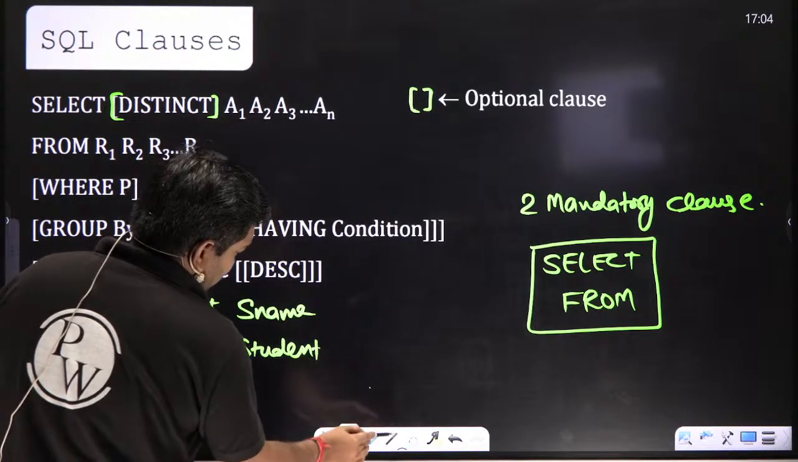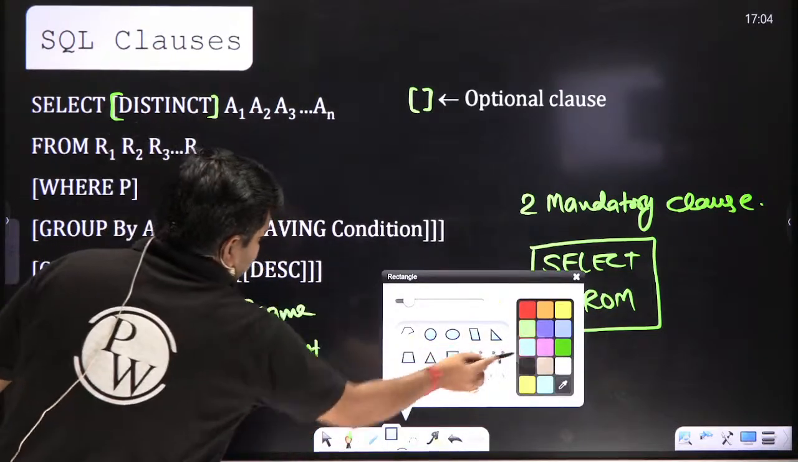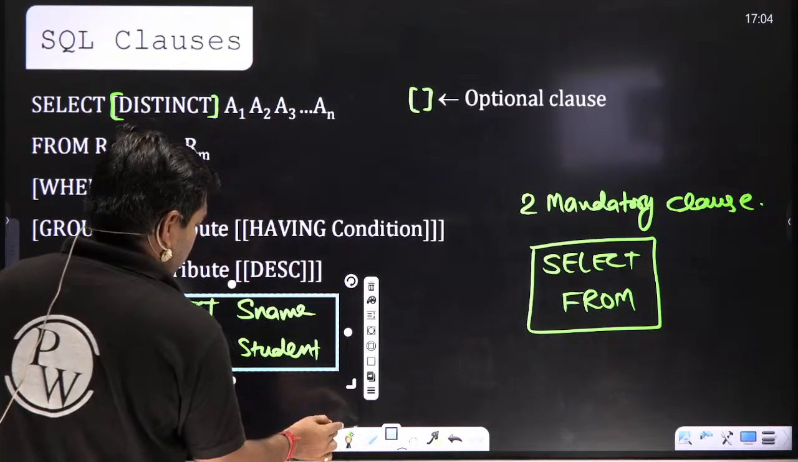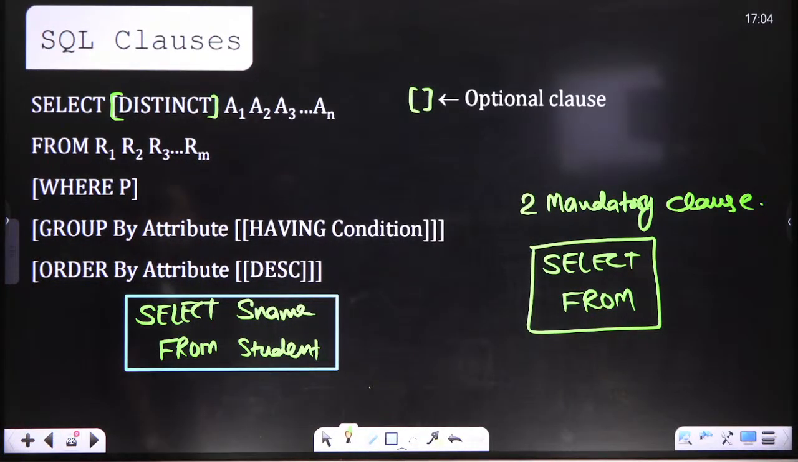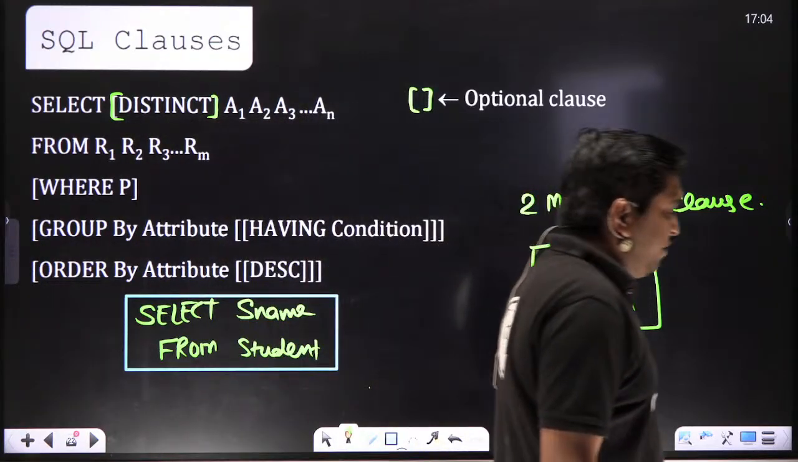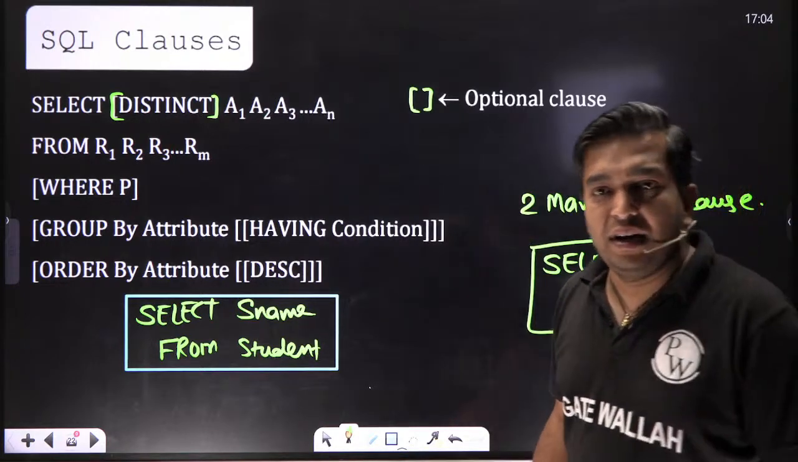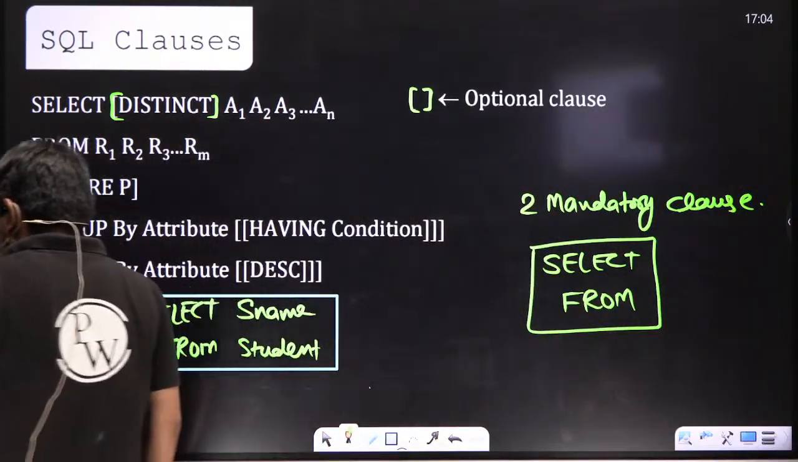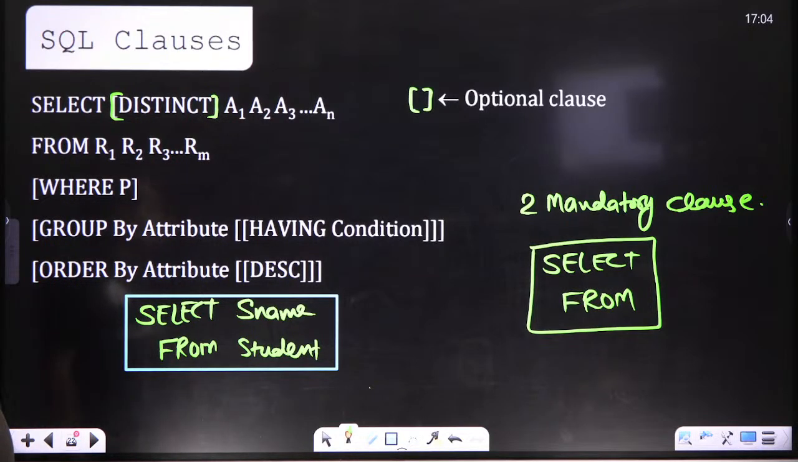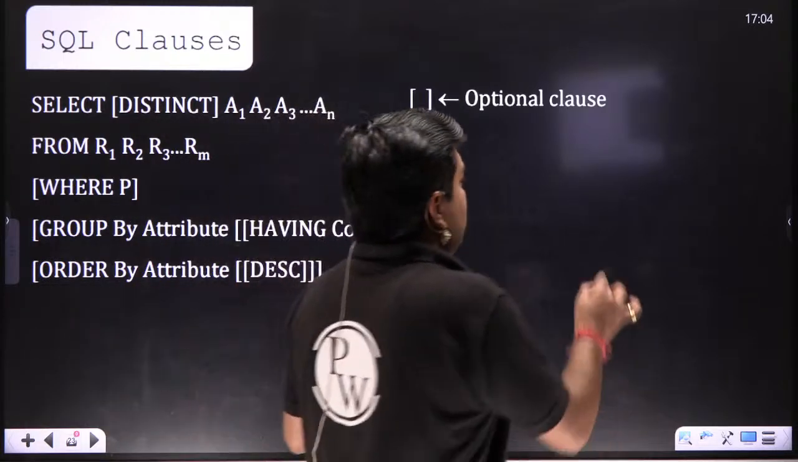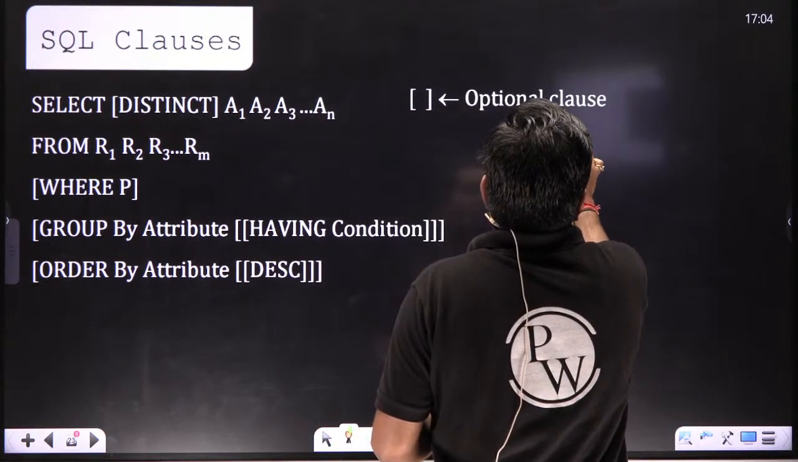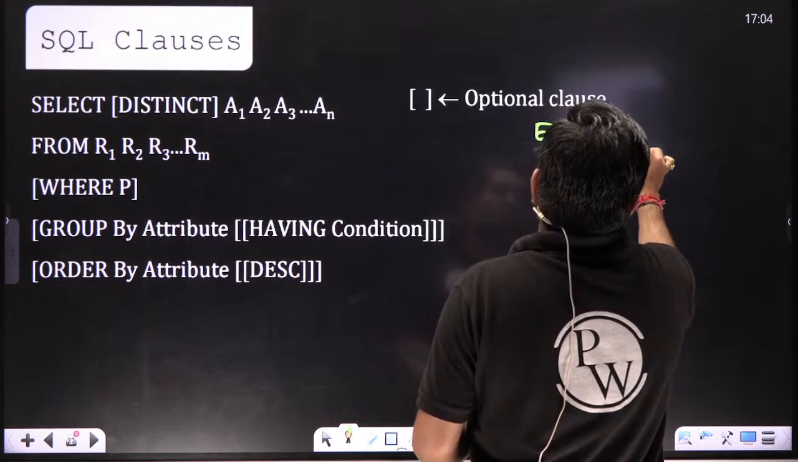You don't want to apply any condition. You just want to find the student name only. That's all. Getting my point? Clear? Each and everyone crystal clear. So this is the meaning of select and from. Now, what is the execution sequence? First executable clause is what?